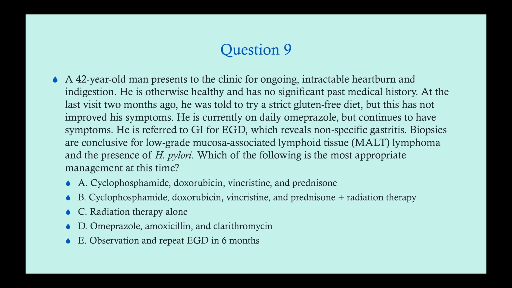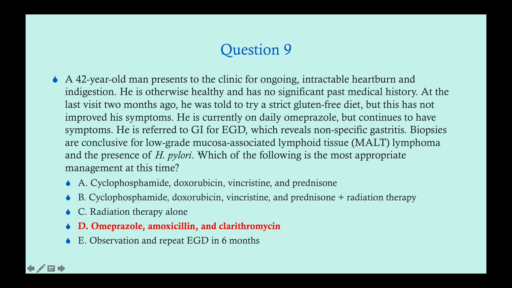All right, so our answer to this one is D. Omeprazole, amoxicillin, and clarithromycin. So this is straightforward, but it does require you to know something relatively not so well known, and that's the treatment for low-grade MALT lymphoma. So the treatment for low-grade MALT lymphoma that is H. pylori positive is triple therapy. So the triple therapy is what we do for anyone with H.